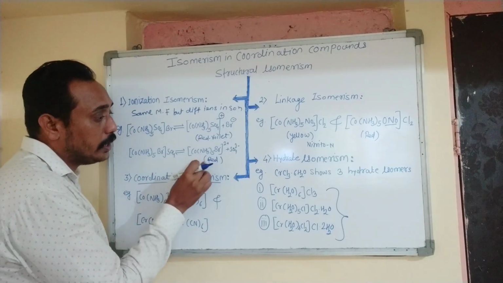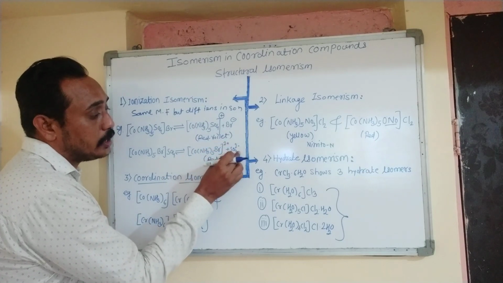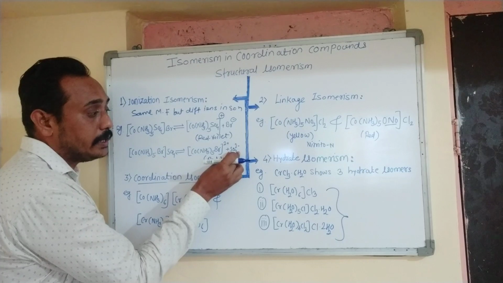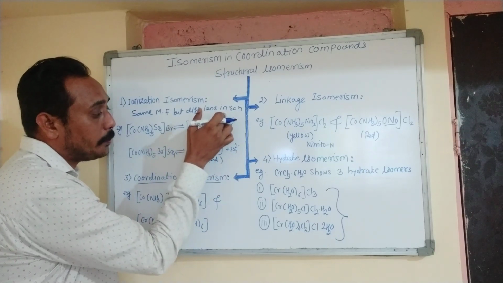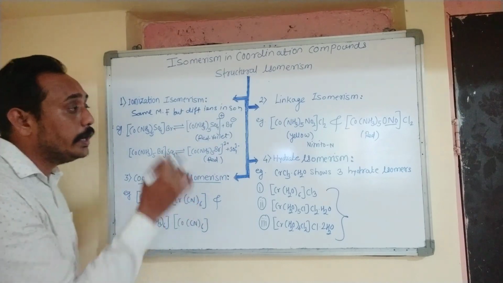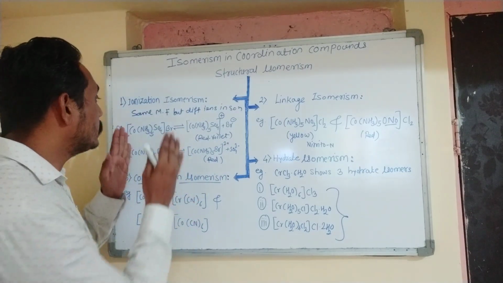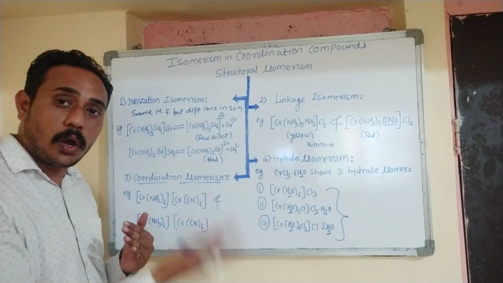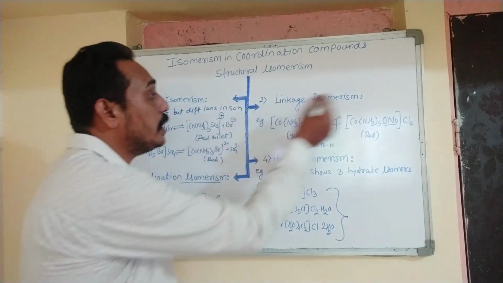On ionization it gives [Co(NH3)5Br]2+ and SO4 2-. So here on ionization it gives Br-, and here SO4 2-. Here one positive charge on this complex, here two positive charges. So it gives different ions in a solution. Such isomerism is called ionization isomerism. Their molecular formula is the same, but on ionization they give different ions in a solution.